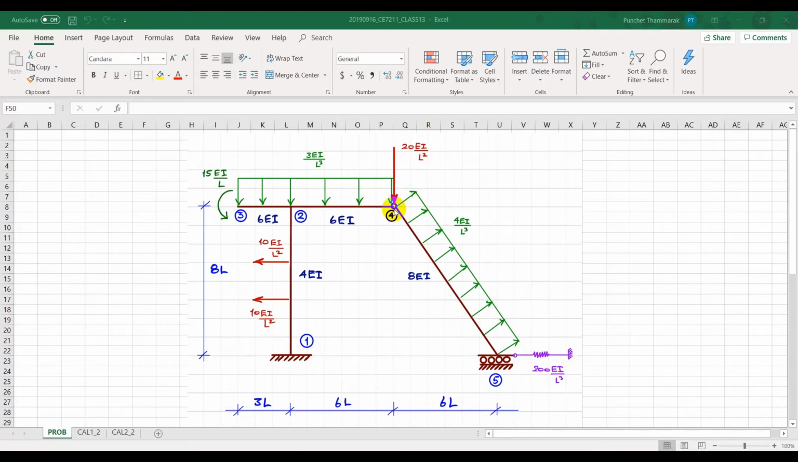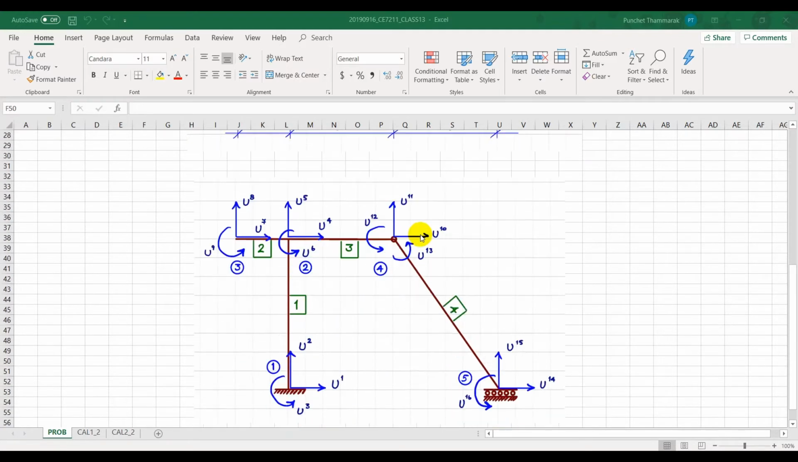Node number 4 exhibits a hinge that transfers only the shear force, but the bending moment will not be carried over this hinge. We have a point moment applied at node number 3 and a point force applied at node number 4. We have a uniformly distributed load over this horizontal member, and a sort of suction force acting on this inclined member.